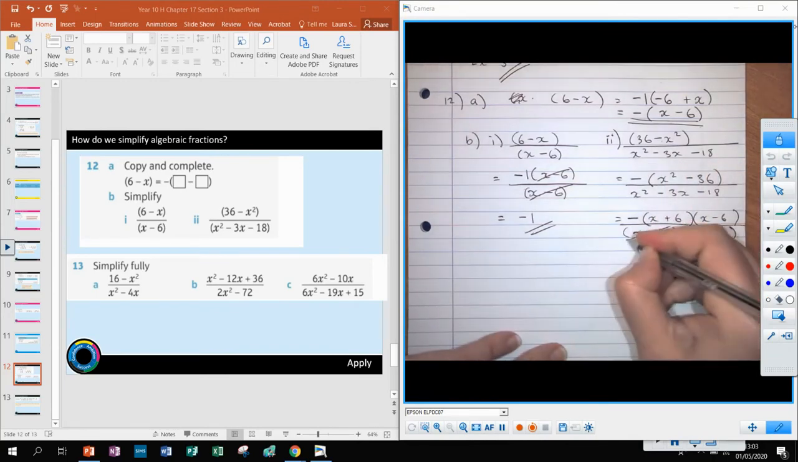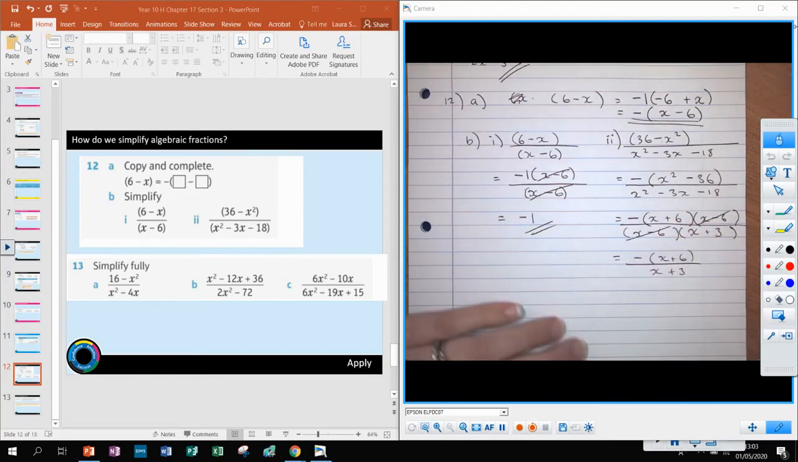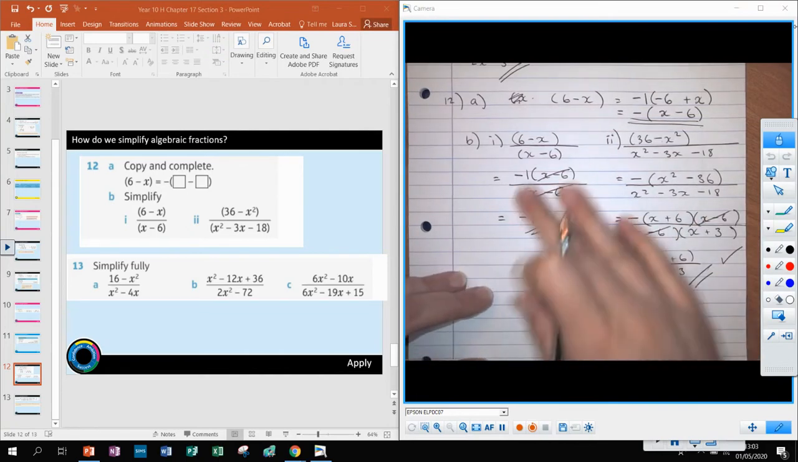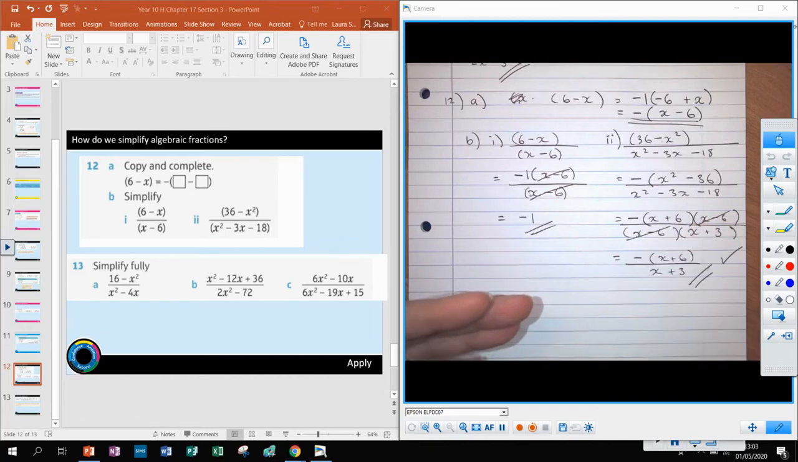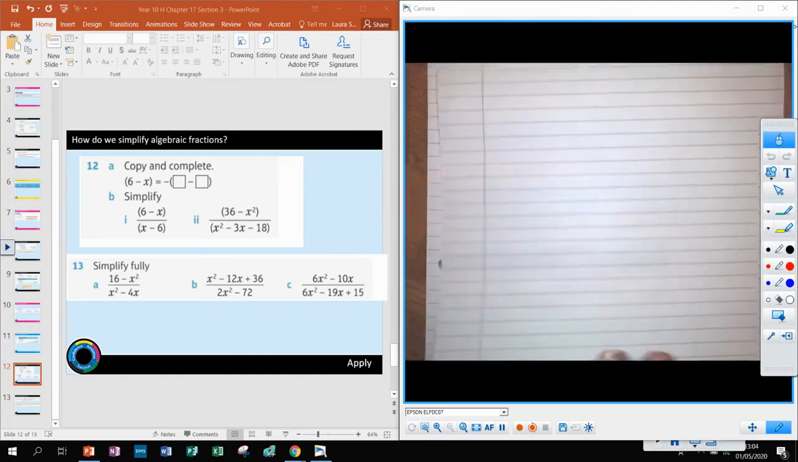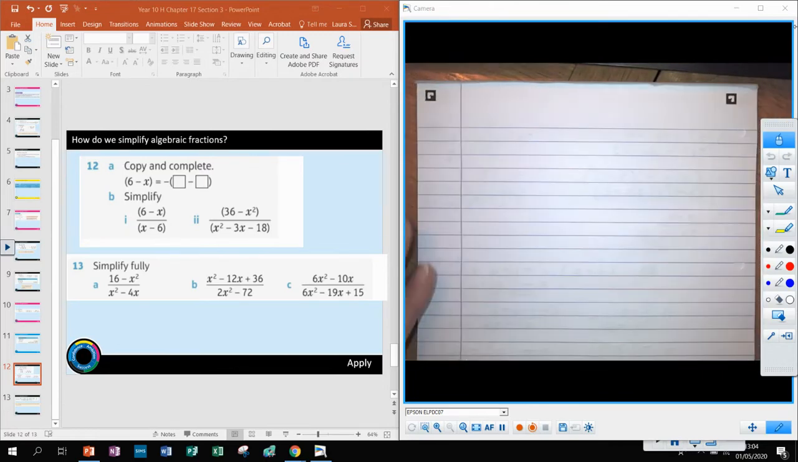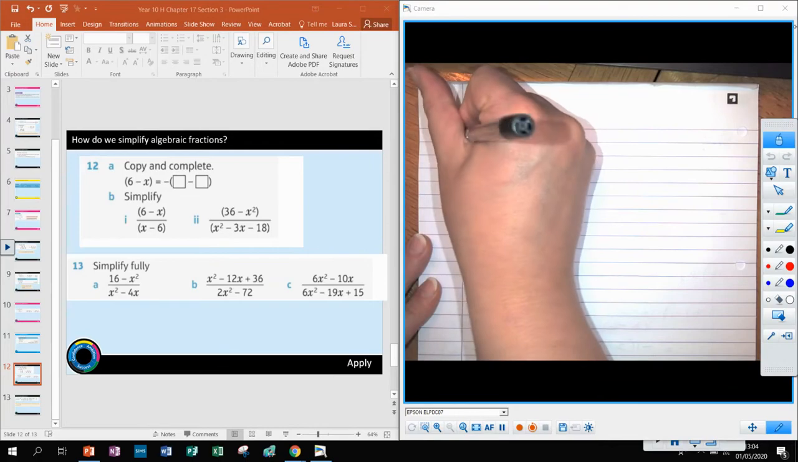And we can see that the x minus 6's cancel out, and that's going to give us negative of x plus 6 all over x plus 3, and we can leave that as our final answer. That's perfectly fine. So well done on that question. A little bit trickier, but remember we can pull out or divide out a negative to help us when we're simplifying. Right, so let's take a look at question 13.